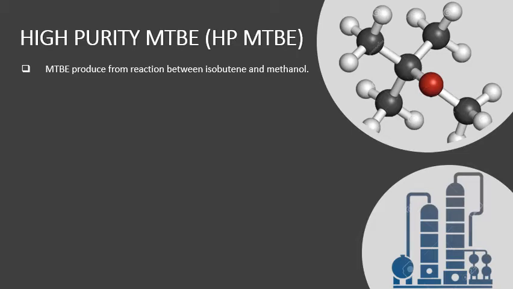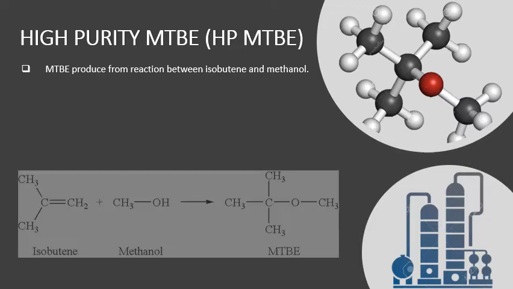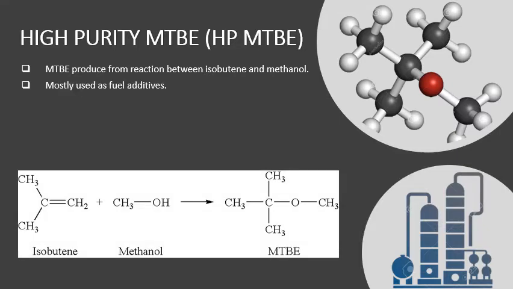MTBE is a component produced from the reaction between isobutene and methanol. It is mostly used as a fuel additive blended into gasoline to increase knock resistance and reduce unwanted emissions. Nowadays, MTBE producers are looking to extend the use of MTBE to sustain their business in the future. And one of them is the use of high-purity MTBE.